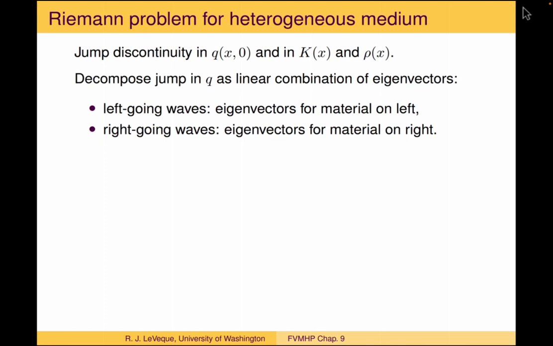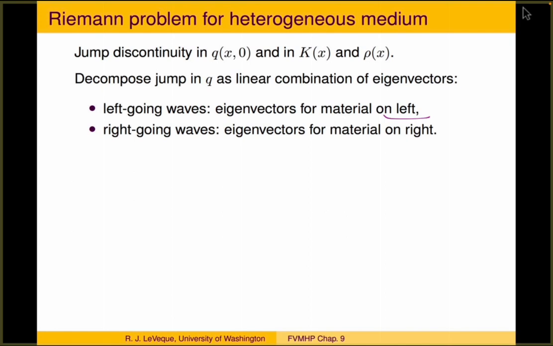But now the left eigenvector corresponds to the left-going wave, and so for the left-going wave, we would want to use the eigenvectors in the material that's on the left, and so we want to use the values of KL and rho L, the material parameters on the left, whereas for the right-going wave we would use the eigenvector for the material on the right.